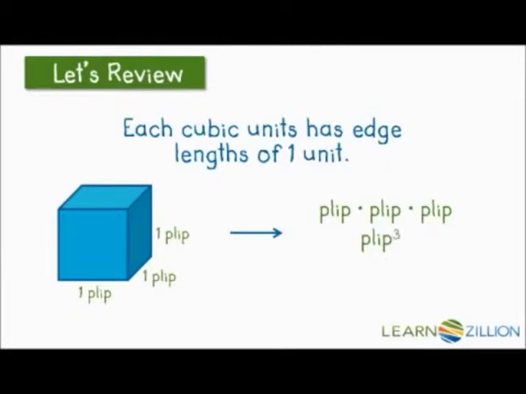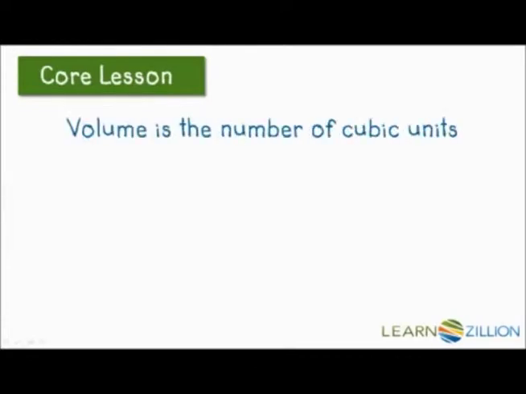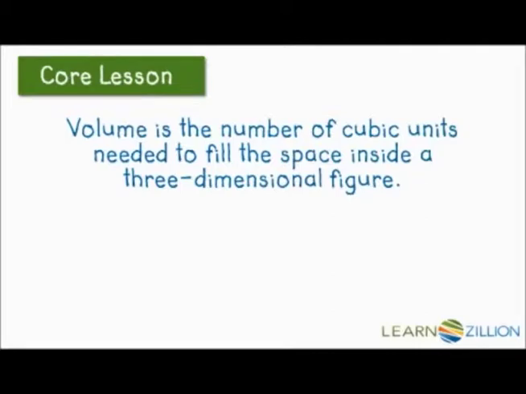If we take a plip times a plip times a plip, we will get a plip cubed, which we can also call 1 cubic plip. So you might have a cubic inch, a cubic foot, a cubic meter. Cubic units come in all different sizes, which enables us to measure objects of all different volumes. Now, volume is the number of cubic units needed to fill the space inside a three-dimensional figure. Every 3D figure has volume.